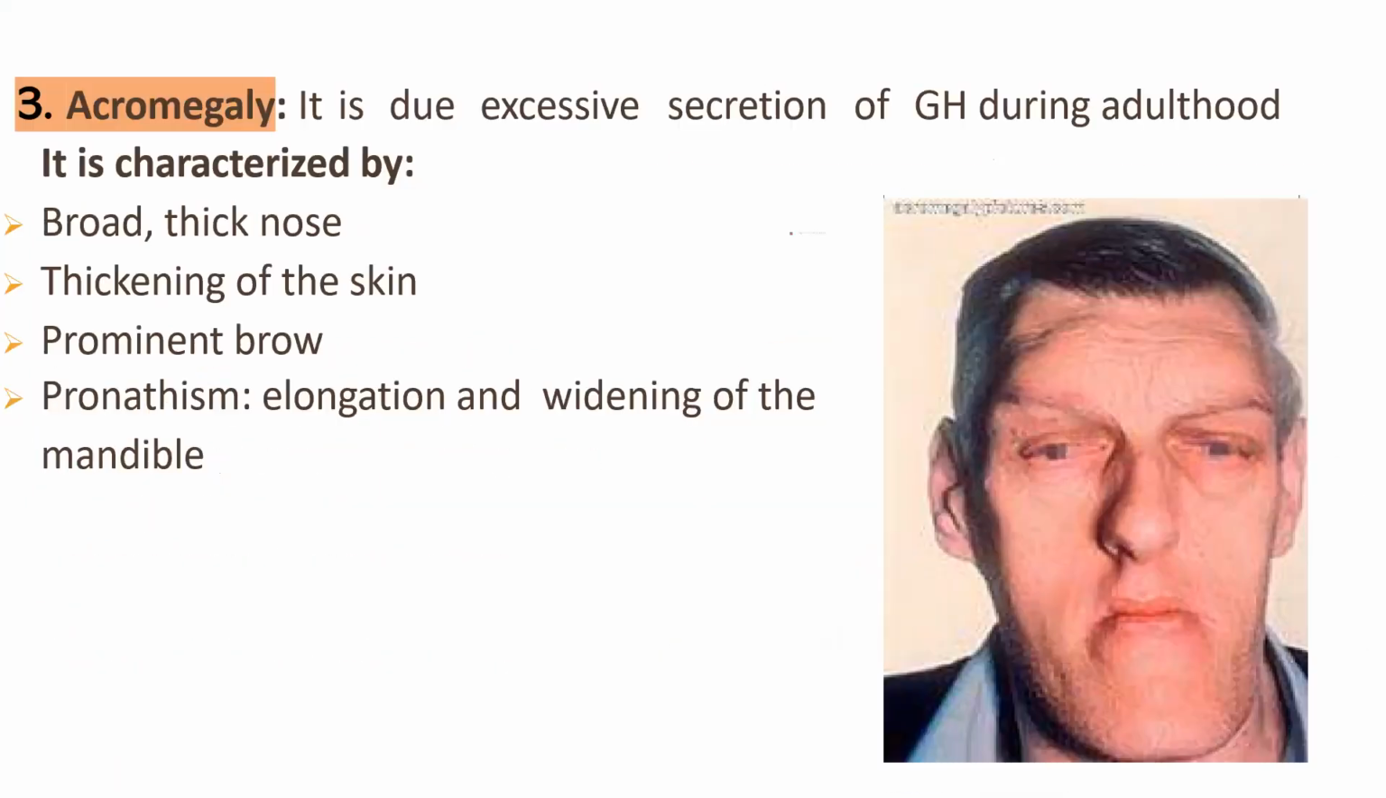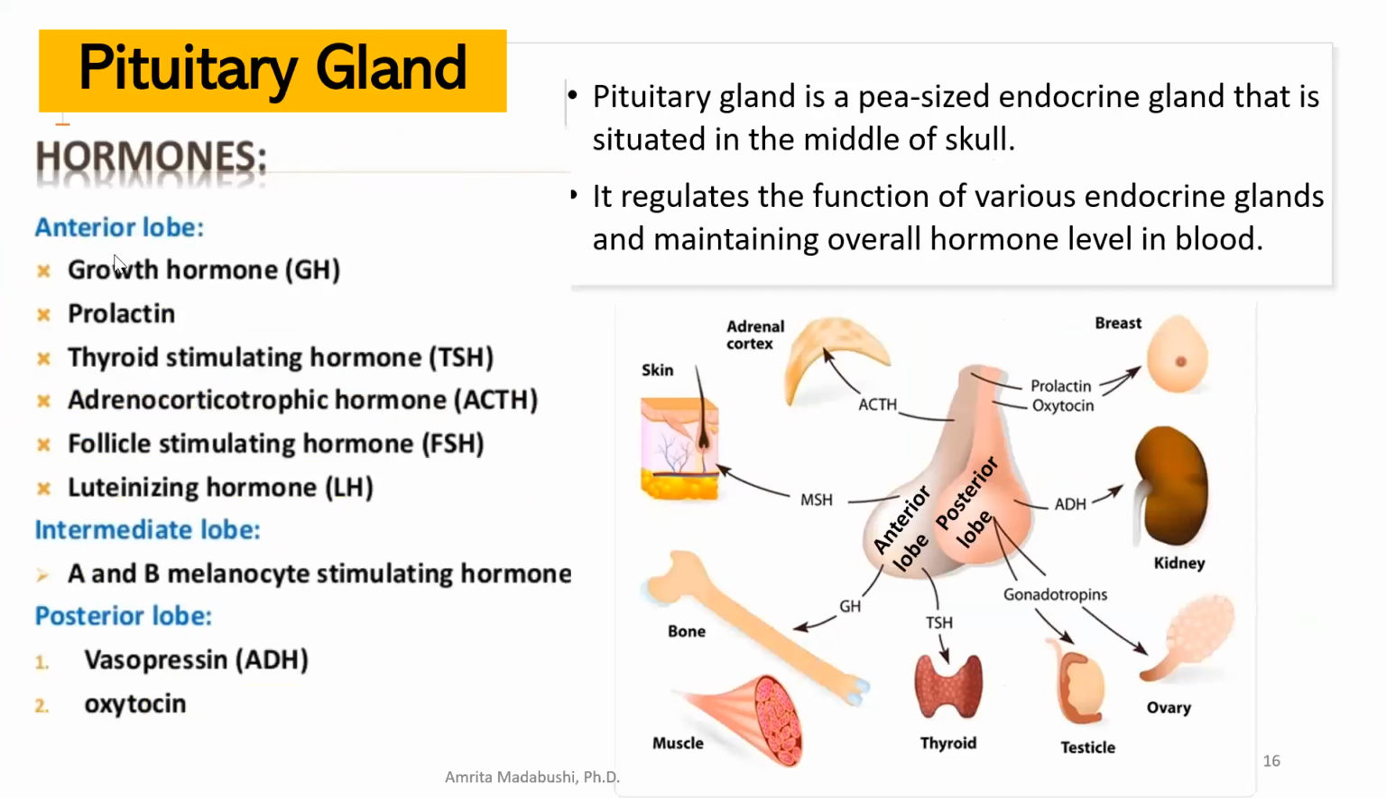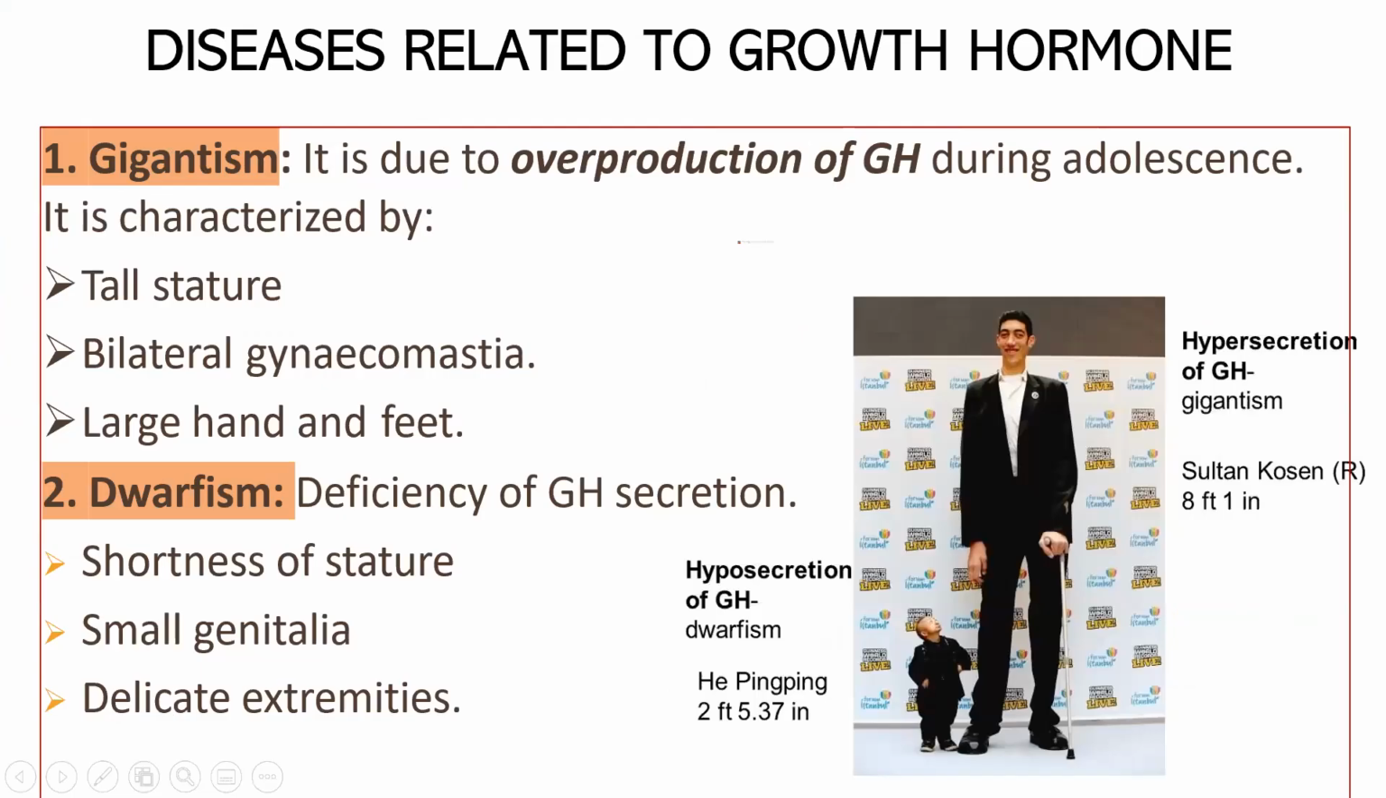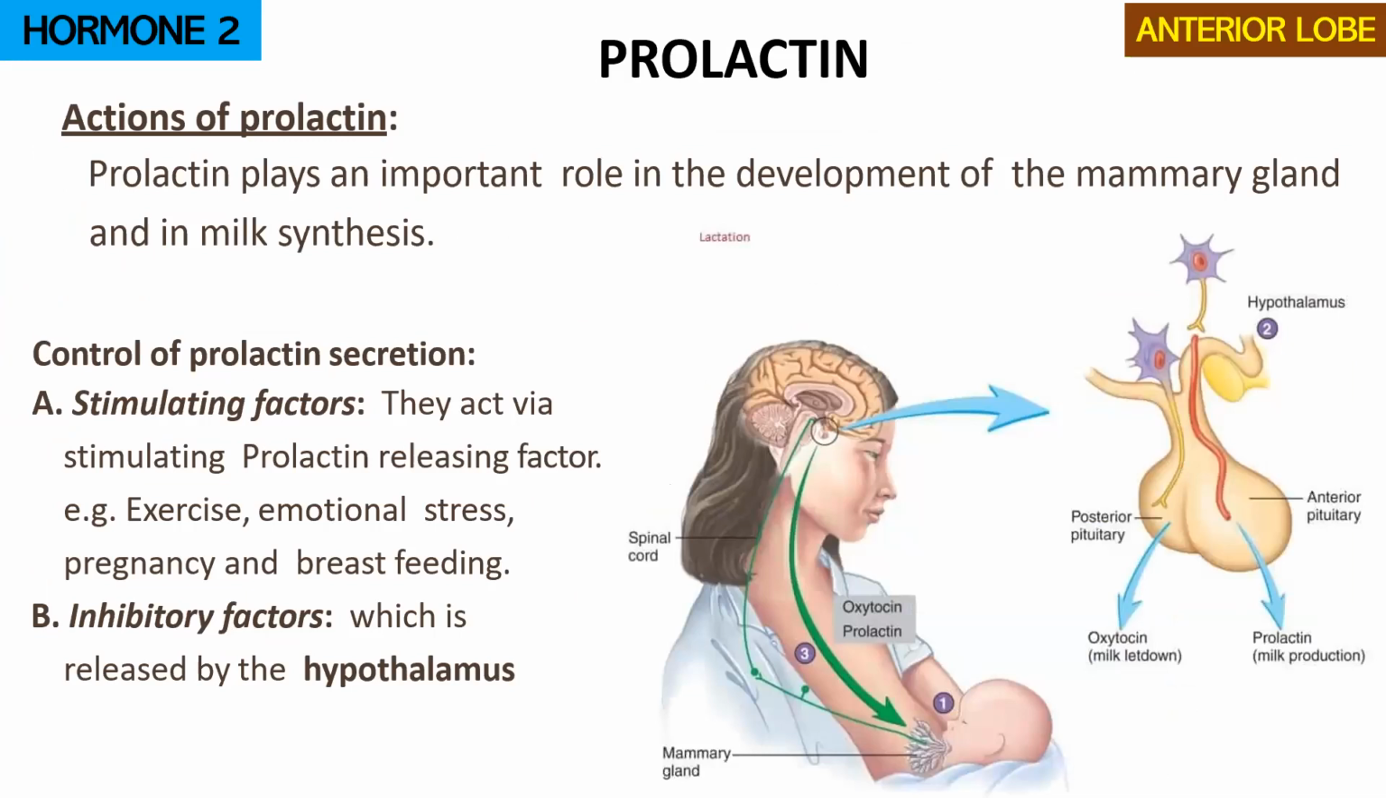Then next week we are going in the sequence. I just wanted to tell you, we are following this exact sequence and trying to go down and address them one by one from the pituitary. So the second one here is prolactin, which plays an important role in the mammary gland and in milk synthesis. It acts by stimulating prolactin releasing factors, and sometimes it can be exercise, emotional stress, breastfeeding. There can be so many different factors. And then there can be inhibitory factors, like the hypothalamus can prevent the release of prolactin.